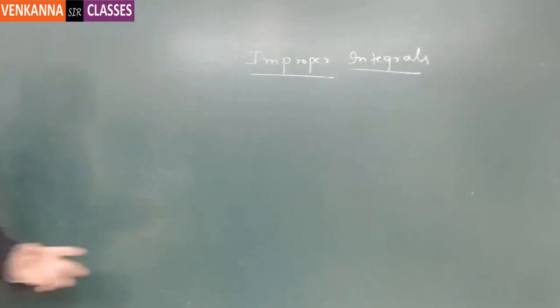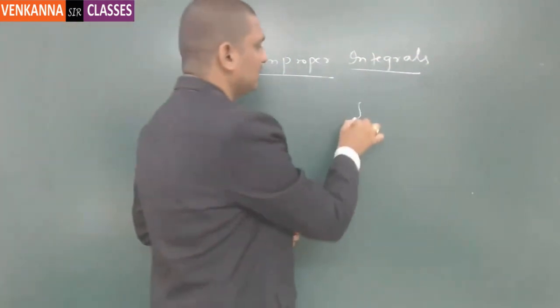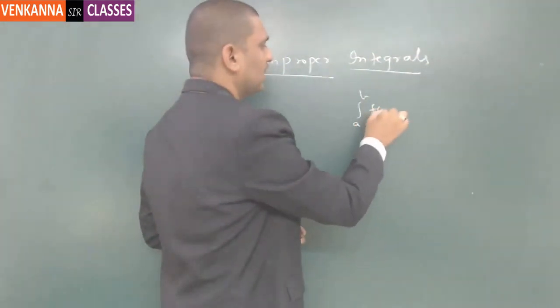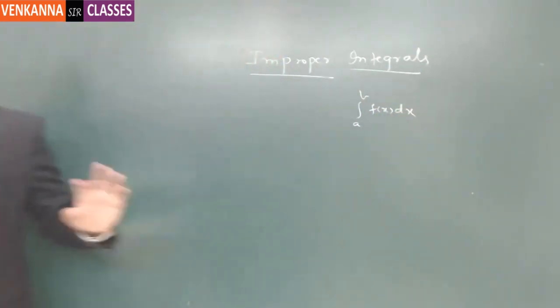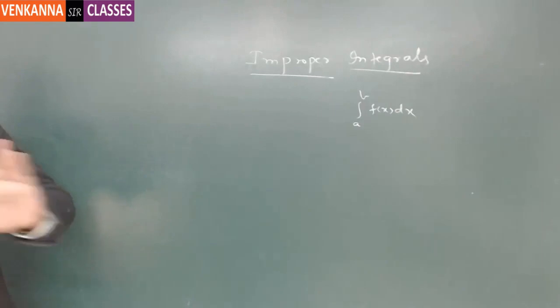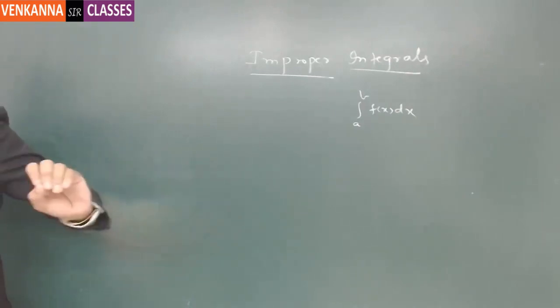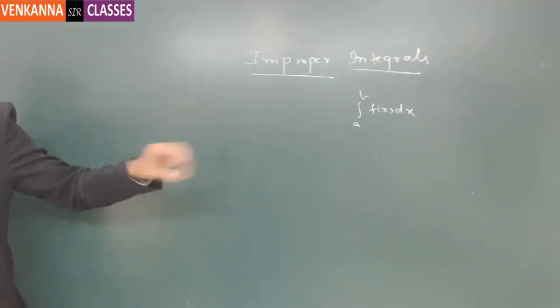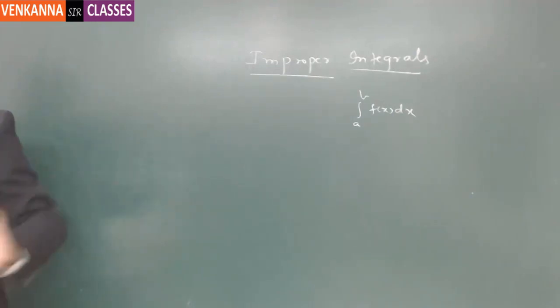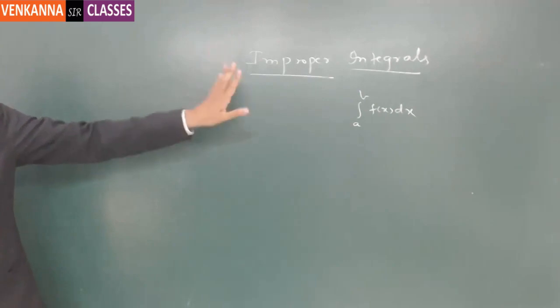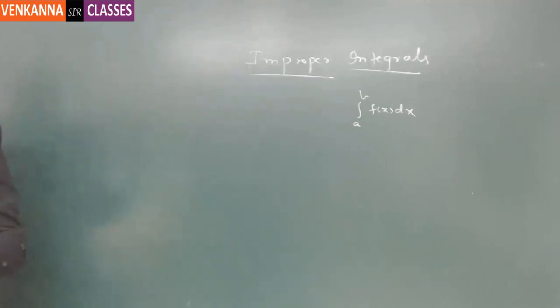So let us take the integral a to b f of x dx. So just forget about the whole thing of Riemann integrability. We are not at all using that chapter here. You forget about limits, continuity, differentiability, integrability, everything. We are simply learning a new chapter. It is just like calculus, improper integrals, right?